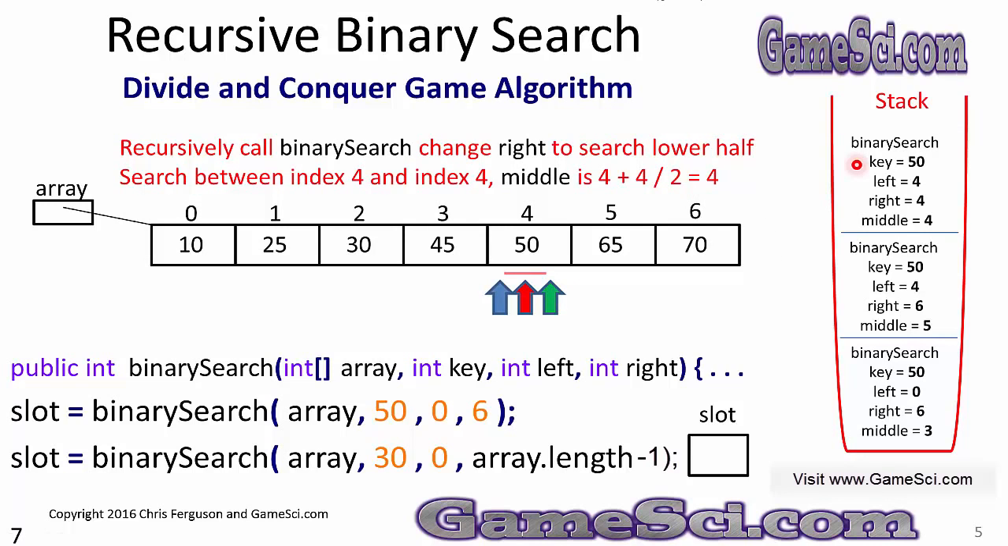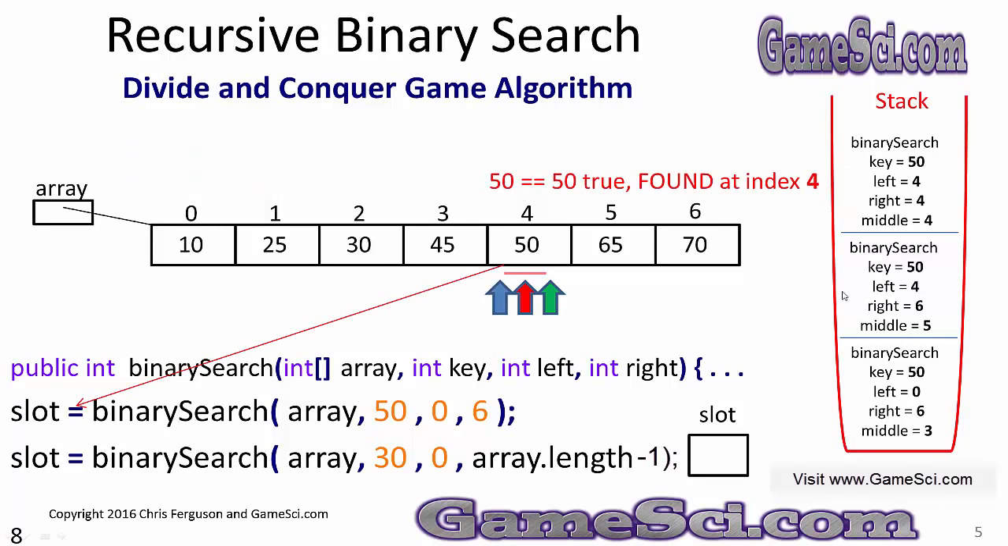Still looking for 50, but this time left will be 4, which it was at before. Right has moved down. See that green arrow? That green arrow used to be pointing here, but when we looked at 65, it said we have to go left, so the green arrow moved to here. Now basically everybody's pointing to 4 right now. Left is 4, right is 4, and the middle is 4. What's going to happen now?